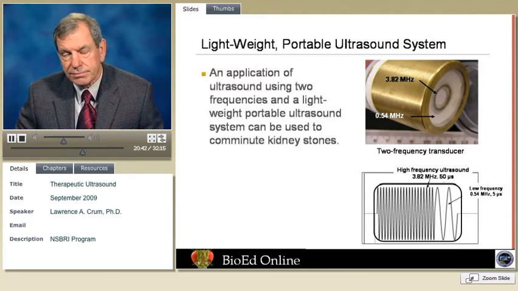It turns out that lithotripters work by causing the shock wave to break the stone into pieces by the direct application of the shock wave itself, and cavitation probably plays a minor role. But in this particular application, one can use this combination of therapeutic ultrasound frequencies to break up the stone.